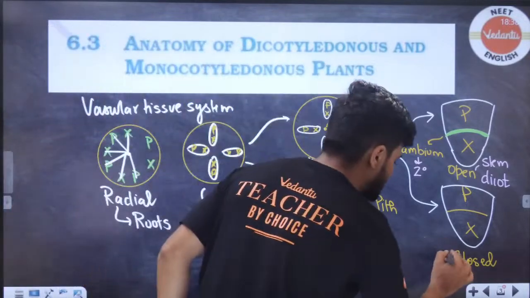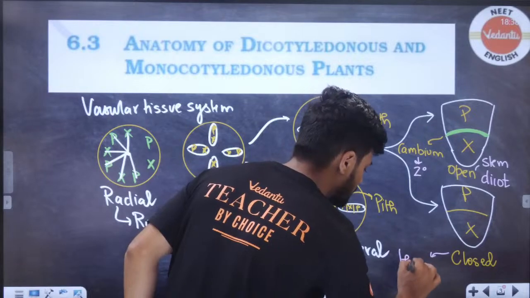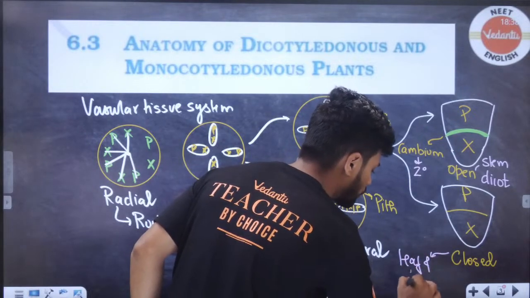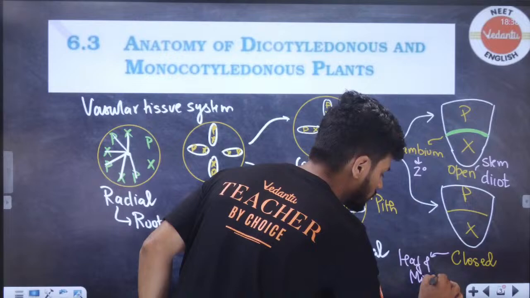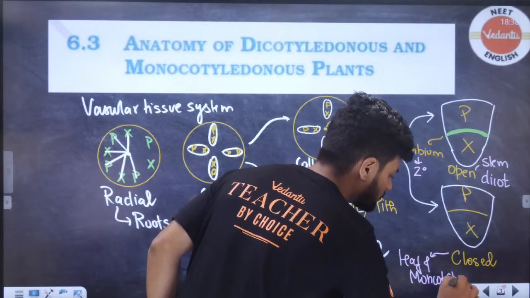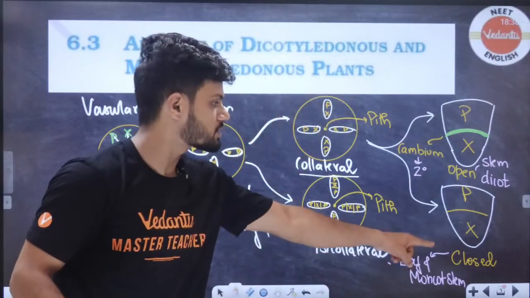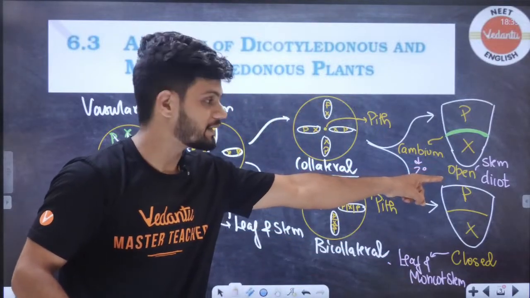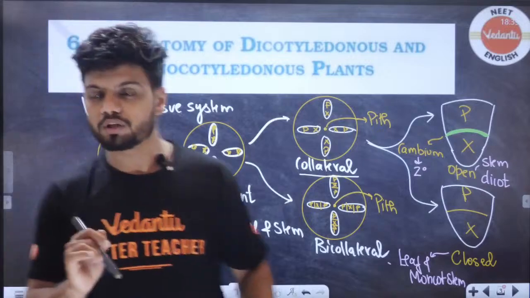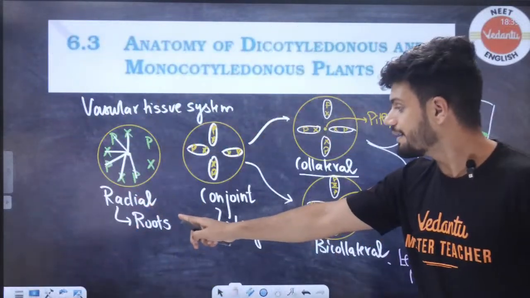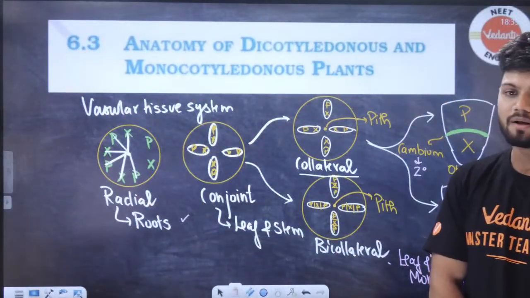Closed arrangement is seen in the case of leaf and monocot stem. So leaf and monocot stem is closed. Dicot stem is open. Now root is always going to be radial arrangement.